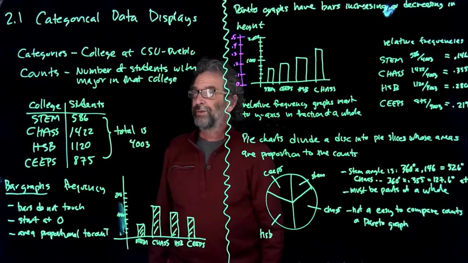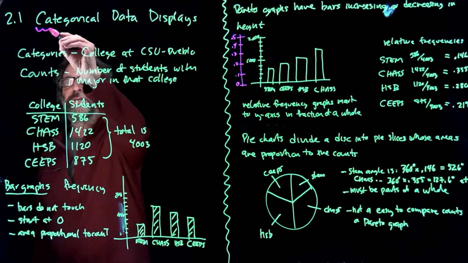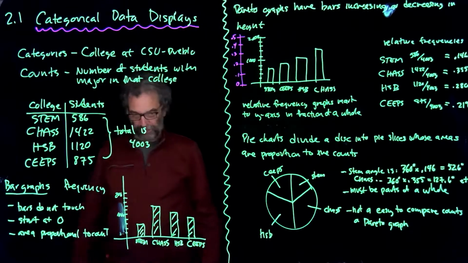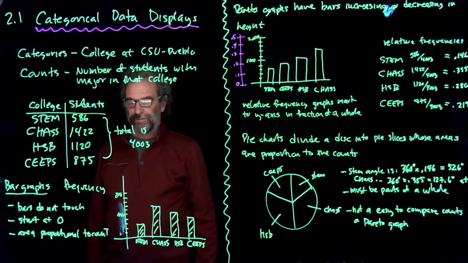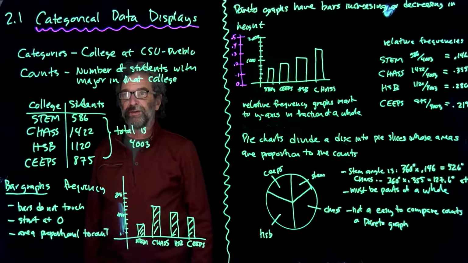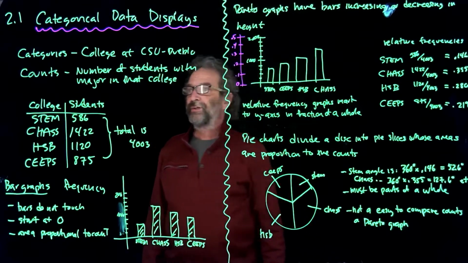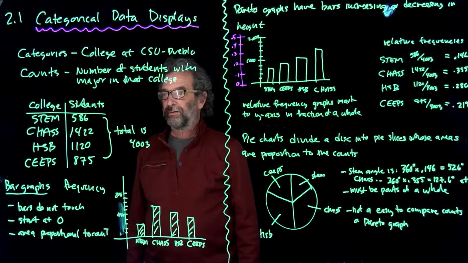Hey, we're in chapter 2. Woohoo! We're going to talk about categorical data displays. For categorical data displays, basically what you're going to have is a count of the number of items that fall into different categories. Our example is going to be college students. And the category is what college is your major? And then we're going to count how many students are in each of the colleges.